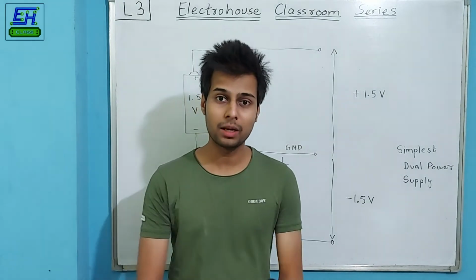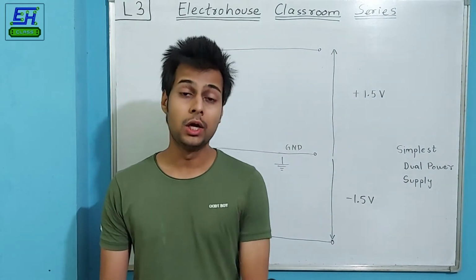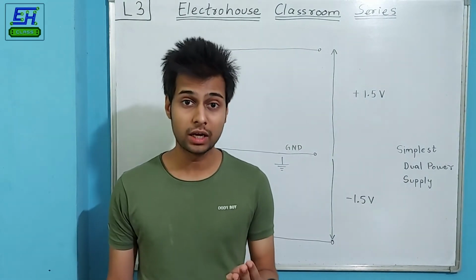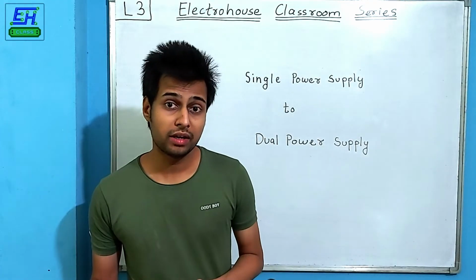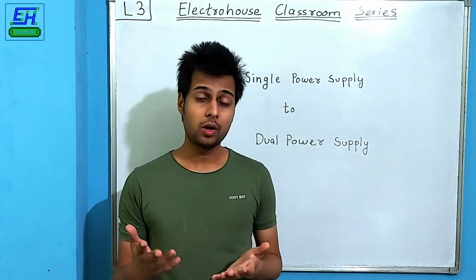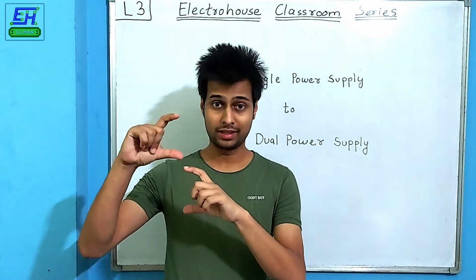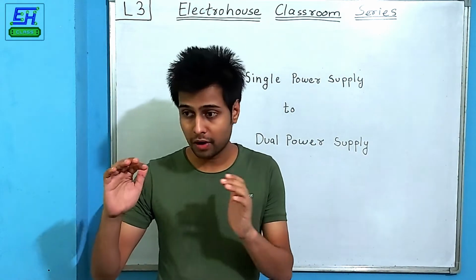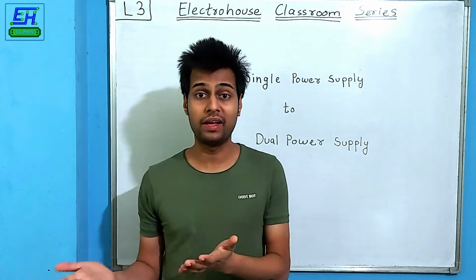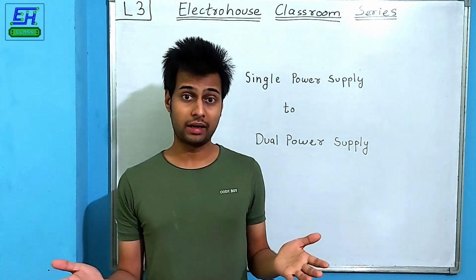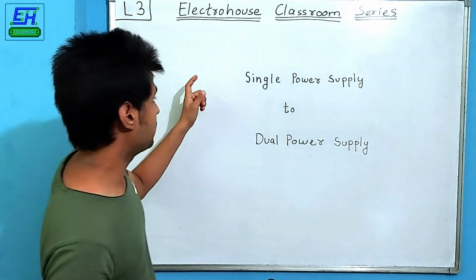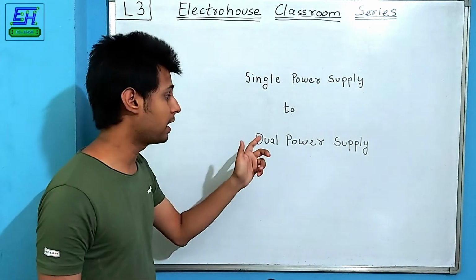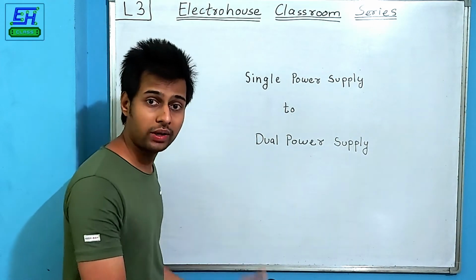So unlike any single power supplies which have two terminals, dual power supplies actually have three terminals. Okay, so the earlier mentioned example of dual power supply using the two cells is not very practical. It is actually okay for low power applications, but for high power applications, it is not so practical, and that's why there is a need to convert the conventional single power supply to a dual power supply. So let's see how it is done.